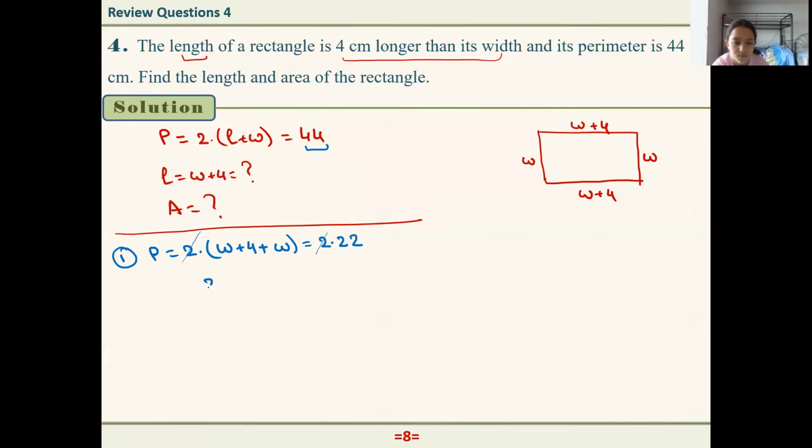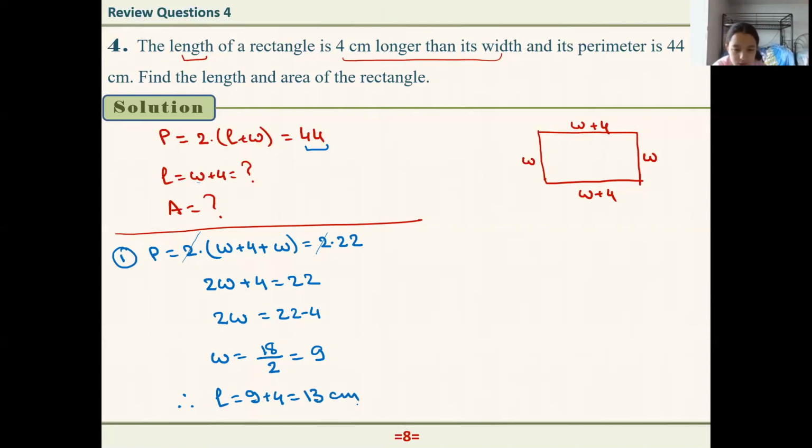W plus W is 2W. We know how to solve this linear equation. On the right-hand side, we have 22. Now here we have 2W. If you subtract 4 from both sides of the equation, 4 minus 4 is 0. Here we have 22 minus 4, which is 18. And divide both sides by 2. W is equal to 9. So the answer to the first question is, the length is W plus 4, that is 9 plus 4, equal to 13 centimeters.